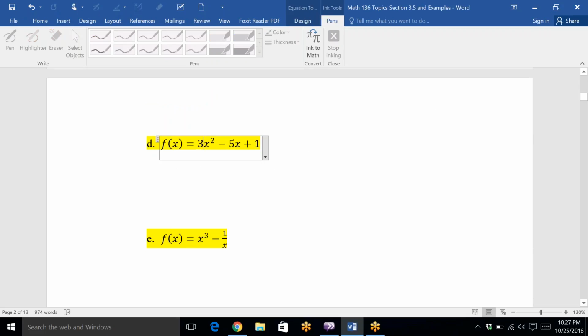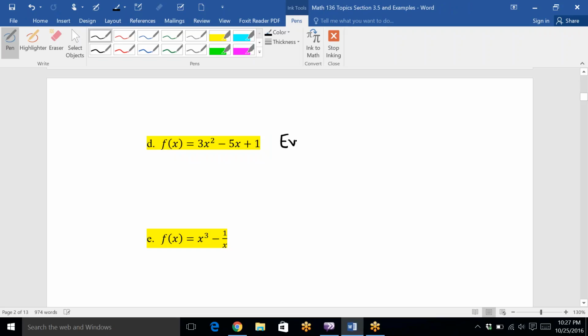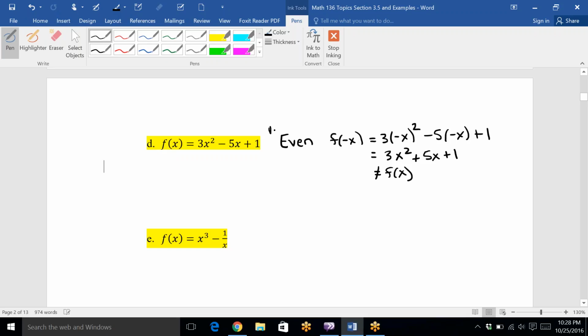Okay, we have a couple more. This one is a quadratic. So we're trying to test it for even and odd. First, we'll do the even test. You plug in negative x everywhere you have an x. We then work this out. Okay, so negative times negative would be positive, so this would still be 3, but it would be positive x squared. Negative times negative is positive. And we bring down the +1. That does not equal the original function. So this one is not even.